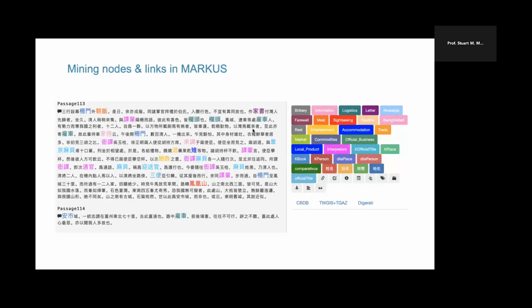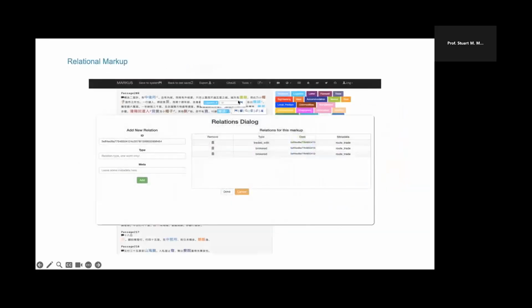To mark up relations or links between entities, we have to use another function in MARKUS, which is called relational markup. This is the interface of relational markup. Basically, you have to click one entity and click another entity and input what kind of relation you have here.